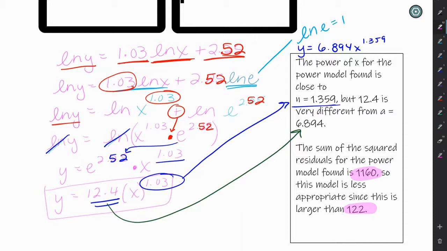So in this case, the exponent was pretty close, the A values were really different, and when we looked at the sum of the squared residuals for the power model, it was way different than the one that we were given.